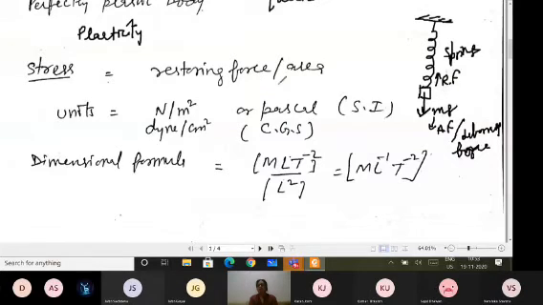If you want to write the units, of course, force is in Newton and area is measured in SI unit in meter square. You can write Newton per meter square, which is equivalent to the Pascal unit for pressure, and in CGS it is dyne per centimeter square. The dimensional formula is MLT^-2 divided by area, meaning L^2. So we get ML^-1T^-2. So this is about the units and dimension of stress, which is of course taken as a scalar quantity.